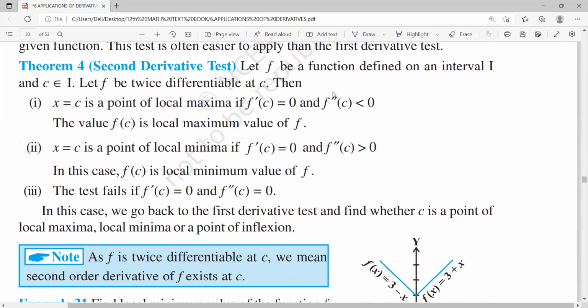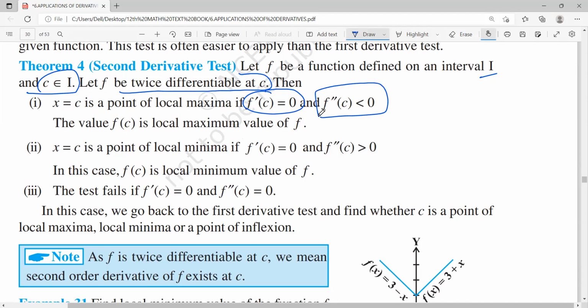Now we'll go to the second derivative test, and there's no proof for this. Second derivative test is direct. What is that? A function f defined on interval I, first thing, and C is any point in I such that f is twice differentiable at C. And f dash of C is 0 means what it is? Possibility of local maximum or local minimum. But how do you check? If f double dash of C is less than 0, it is maximum. Okay, f of C is local maximum value of f. That means it has maximum at C.